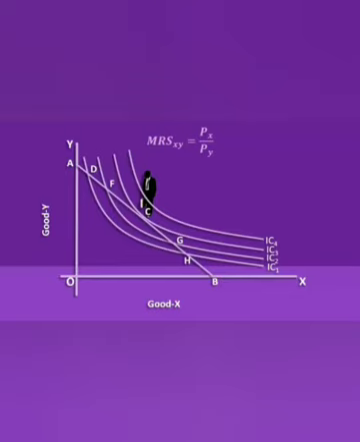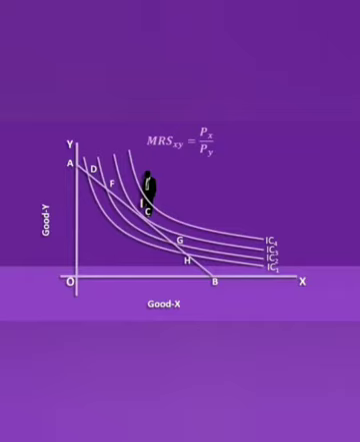Even if the consumer wants to move to indifference curve 4, he cannot, because it lies to the right of the price line. It is beyond the reach of the consumer. So, indifference curve 3 is the maximum possible indifference curve that the consumer can reach with his budget and the prices of the two goods given.